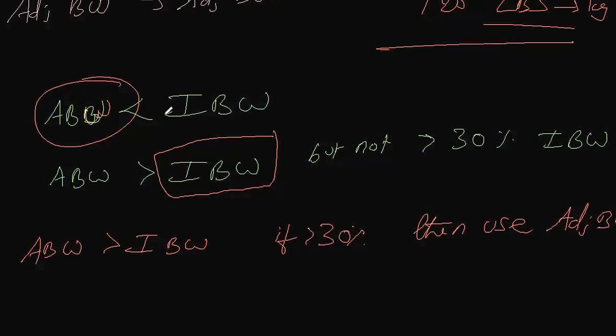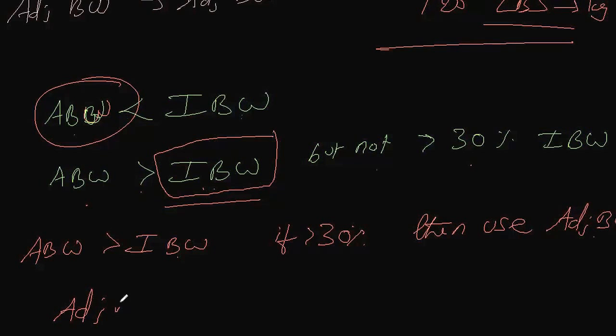I'm going to discuss this again. If the actual body weight is less than the ideal body weight, then obviously we'll be going with actual body weight. But if the actual body weight is greater than ideal body weight, and it is not greater than 30% of the ideal body weight, then we're going to use the ideal body weight. But if the actual body weight is greater than the ideal body weight by more than 30%, then we are going to use adjusted body weight. We have a different formula for that adjusted body weight. Let's take a look at that.